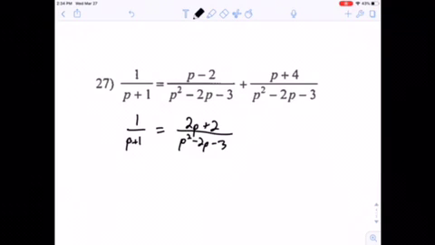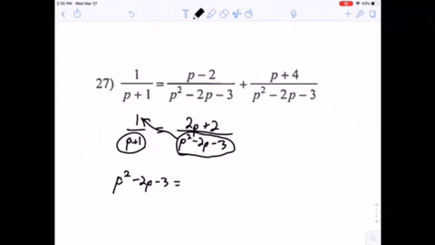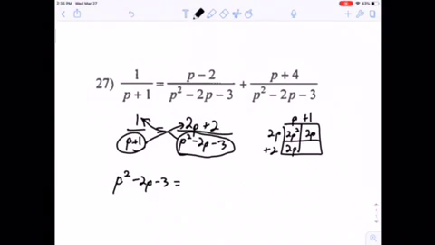Now we have a proportion. You can cross multiply and solve this. So if we take this denominator, multiply it by 1, we get p squared minus 2p minus 3. Take this denominator times that numerator, we get p plus 1 times 2p plus 2. We get 2p squared there, 2p here, 2p here, and 2 there. So that is 2p squared plus 4p plus 2.